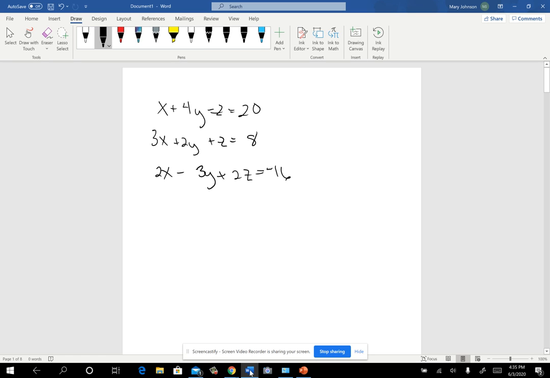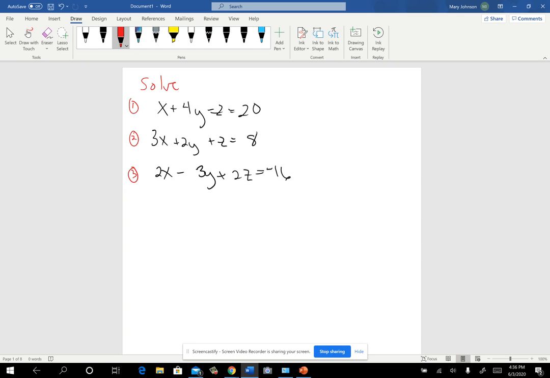Hi, in this video, I'm going to be looking at solving systems that are not linear, but at the beginning, I just want to do a couple more 3x3 systems. So this is a 3x3 system. We've got three equations that are linear, and we're being asked to solve this.